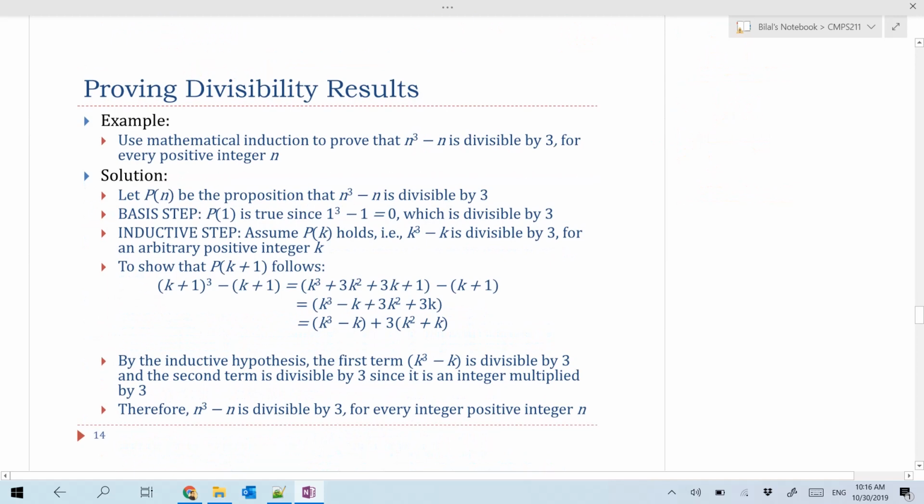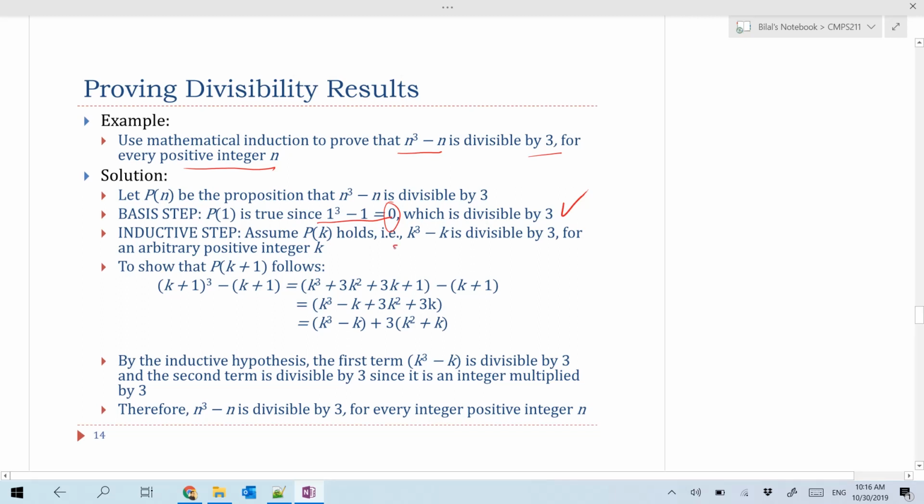In this example, we want to prove a property about divisibility. So we want to make sure that n cubed minus n is divisible by 3 for every positive integer n. The property is true for 1 because 1 cubed minus 1 is equal to 0, and 0 is divisible by 3. Remember that a number n is divisible by a certain number m if the remainder of their division is equal to 0. And actually, the remainder of the division of 0 by 3 is equal to 0. So this is why 1 cubed minus 1 is divisible by 3.